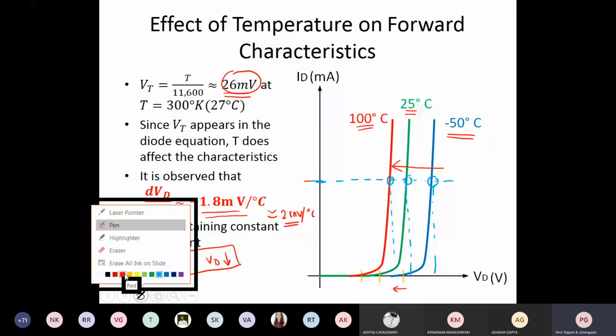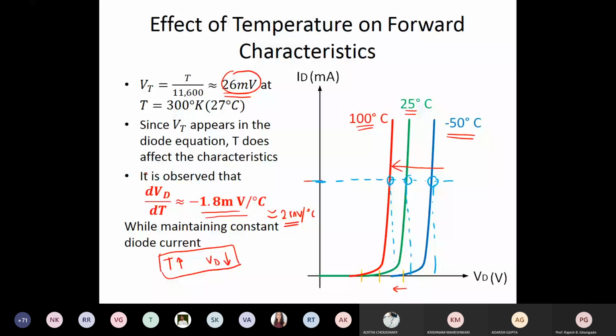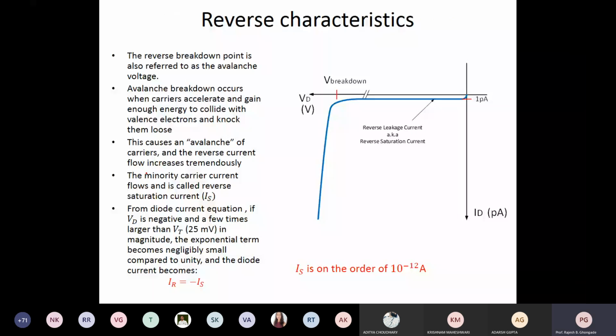Let us inspect the reverse characteristics in detail. The reverse breakdown point is also referred to as the avalanche voltage. As I was saying, if you increase the reverse bias across the junction to a very large value, there will be a breakdown. Now, what is this breakdown? It is called an avalanche effect. Why is it called avalanche? Or why does it occur?